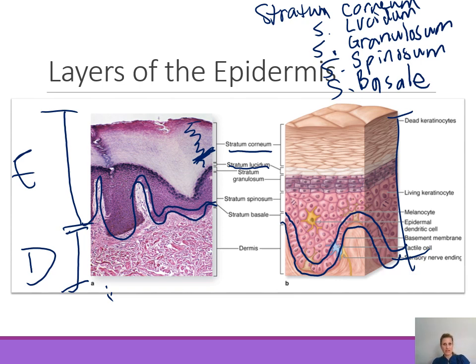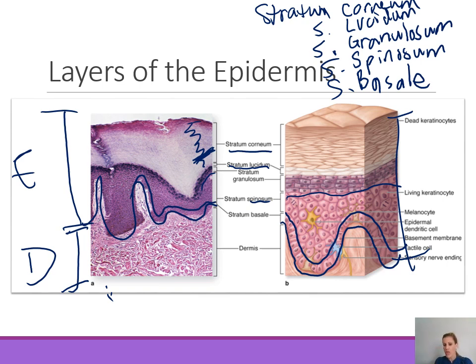Basal cells are the cells that divide again and again and again to make new skin cells to push up to the top. After the stratum basale, we have the stratum spinosum. The stratum spinosum is kind of thick. The cells in the stratum spinosum still have the ability to divide, so they can still divide and thicken up.